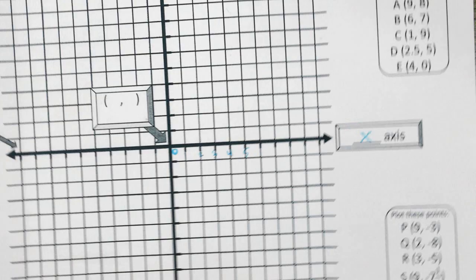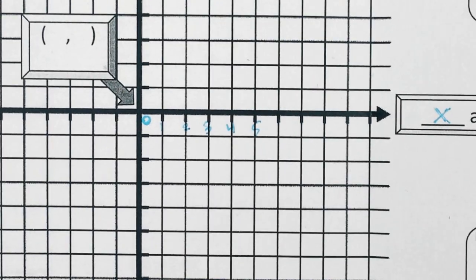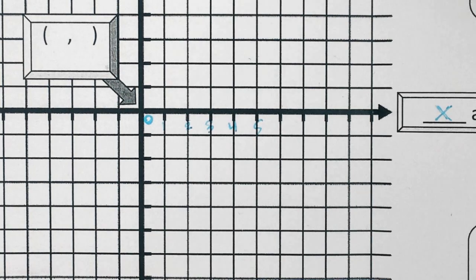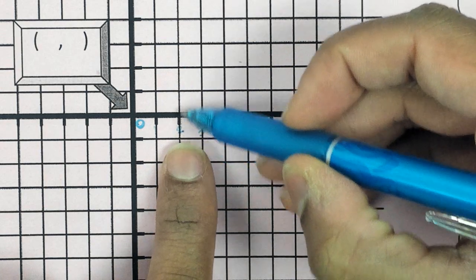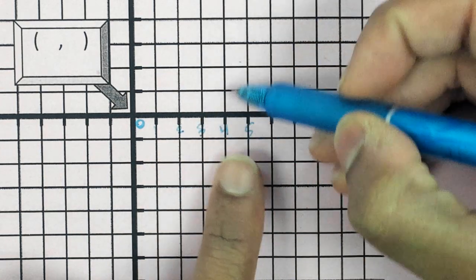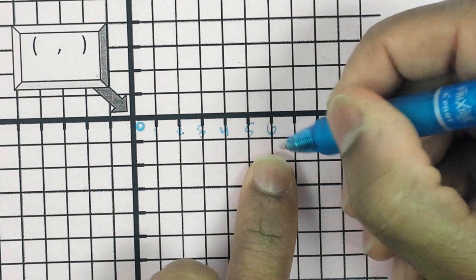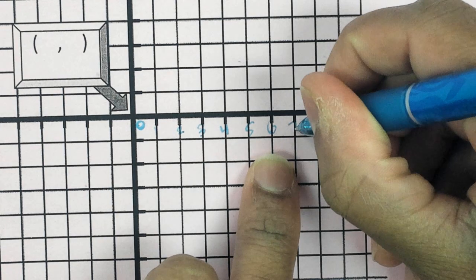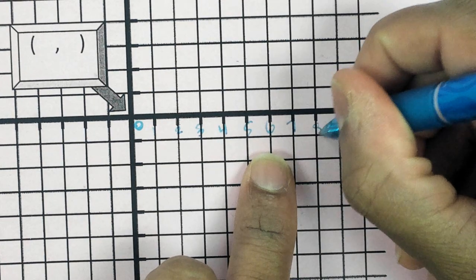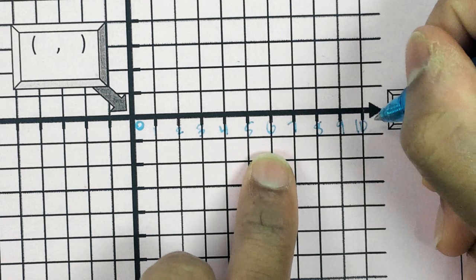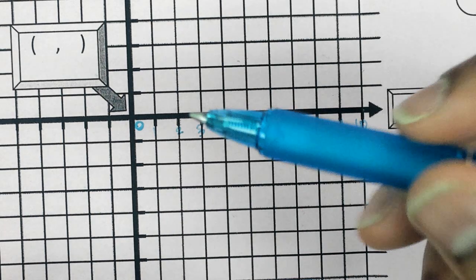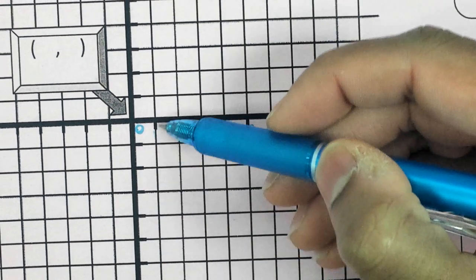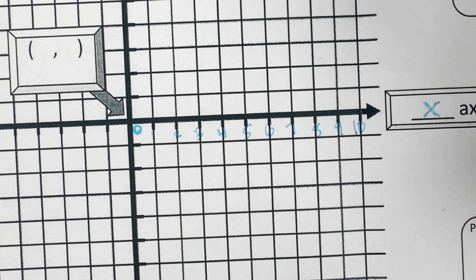And one thing I want to point out, notice how I'm numbering my numbers on the number line. Notice I'm putting the number on the line. This line is 1. This line is 2. This line is 3, and so on. Do not put it in the spaces. When you put it in the spaces, it makes things a lot more confusing than it needs to be. We put the number on the lines. Do not put it in the spaces.